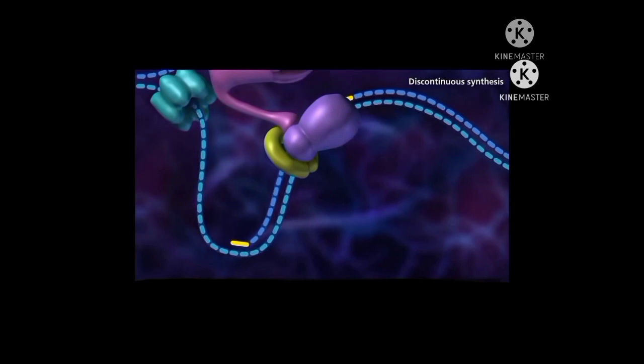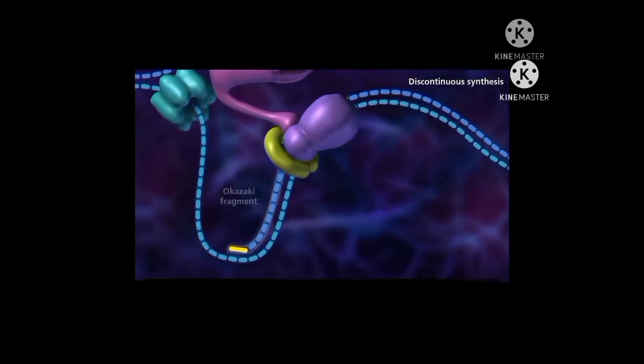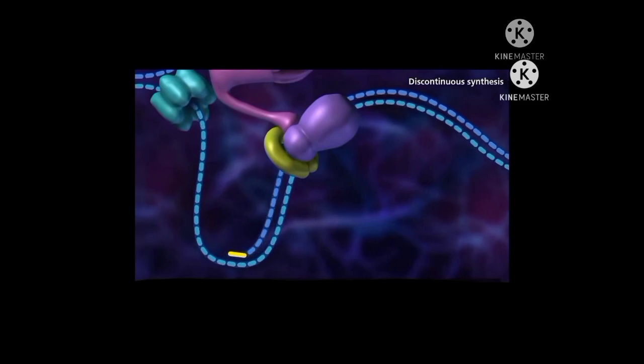On the lagging strand, primase must add new primers every 100 to 200 nucleotides, creating chunks called Okazaki fragments. This means that we need one primer in every Okazaki fragment, which also means that not just one primer is needed in the lagging strand.